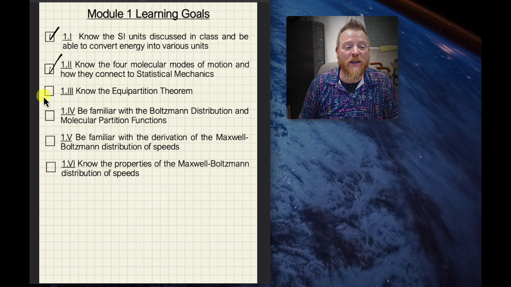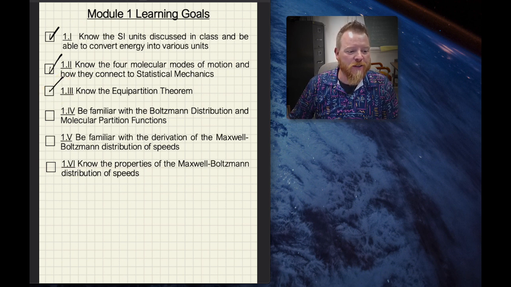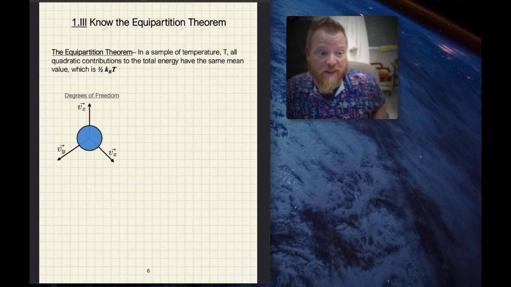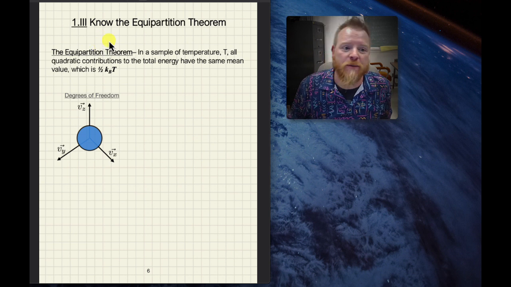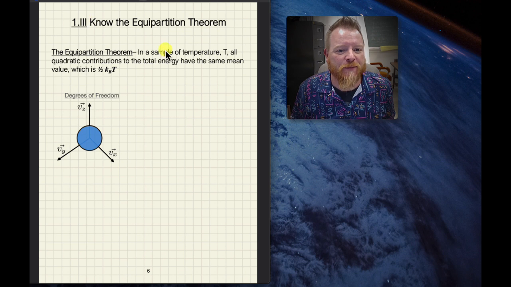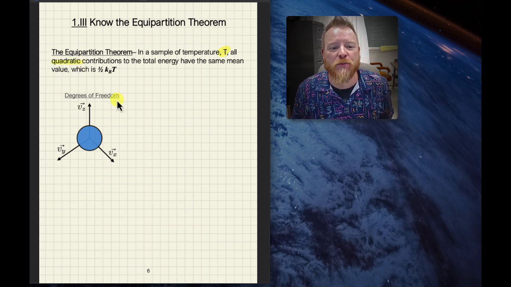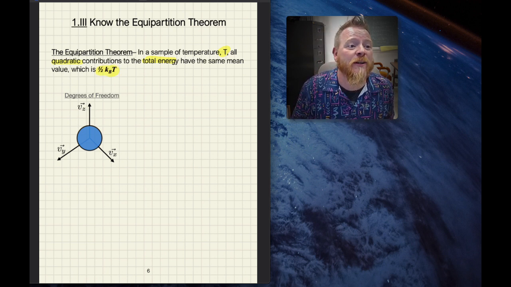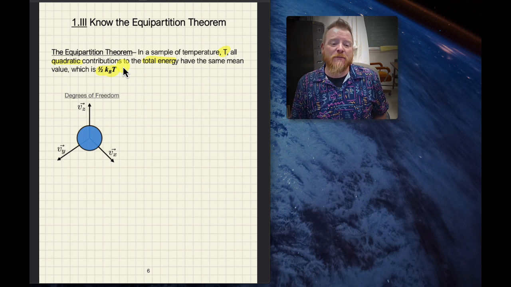1.3, know the equipartition theorem. So this will be a pretty short learning goal, but it will be impactful for this. We're going to take advantage of this theorem all semester, which states, in a sample of temperature T, so basically whatever our temperature is, call it T, all quadratic contributions to the total energy have the same mean value, which is 1/2 k Boltzmann times temperature.